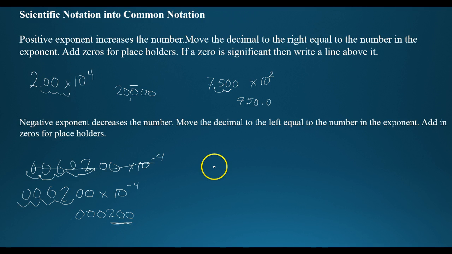So if we take a look at 7.500 times 10 to the negative second, move that decimal 1, 2 to the left, put in our place-holding 0. Got to keep in the 2 zeros after the 5 because they are significant. And this is our number in long notation or common notation.